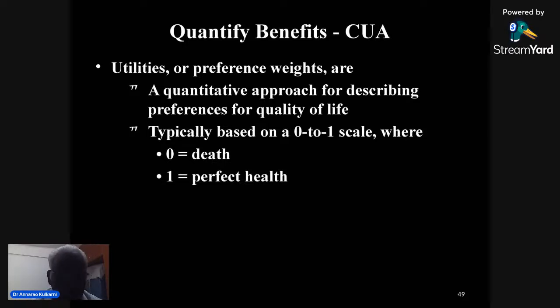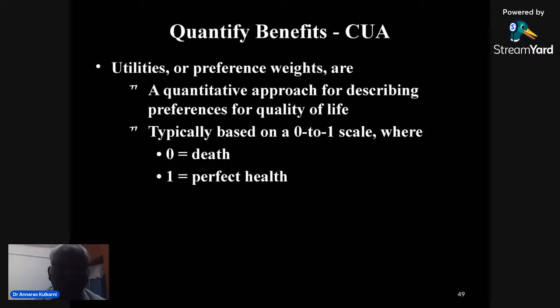Utilities or preference weights are a way to quantitatively describe consumer preferences for good quality of life and subjective measure of the usefulness that results from being in different health states. Because utilities are quantitative, they are measurable and analyzable. They are typically based on a 0 to 1 scale where 0 is considered as death and 1 is considered as perfect health.